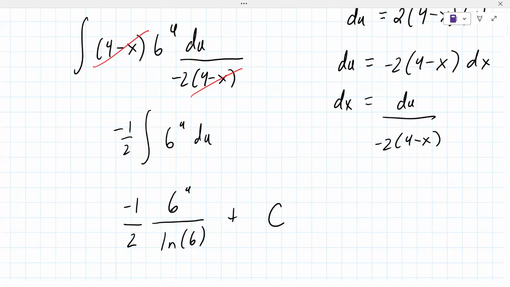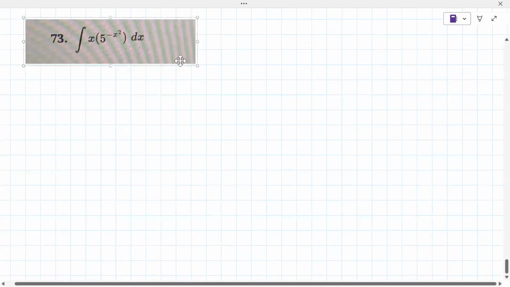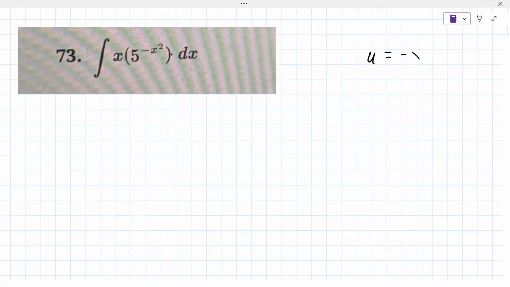Questions on that? Nope. Okay. Let's look at 73 now. All right, so the u in this case is minus x squared. Can you give me the derivative of it, please? -2x dx. All right. So why don't you take over from here?